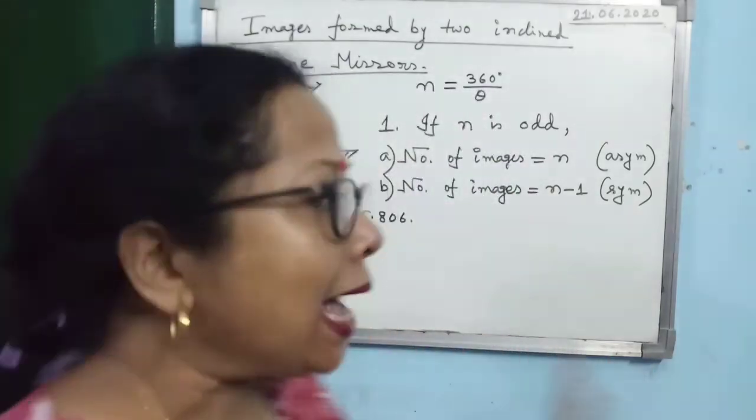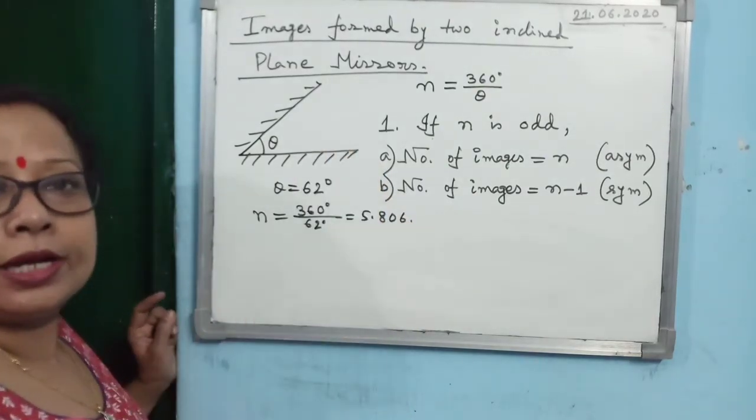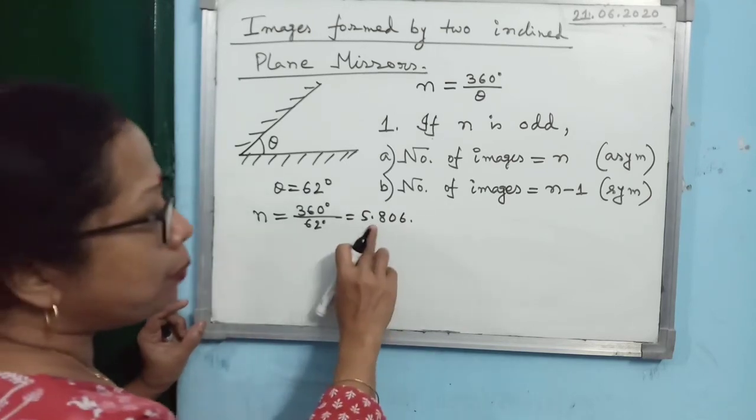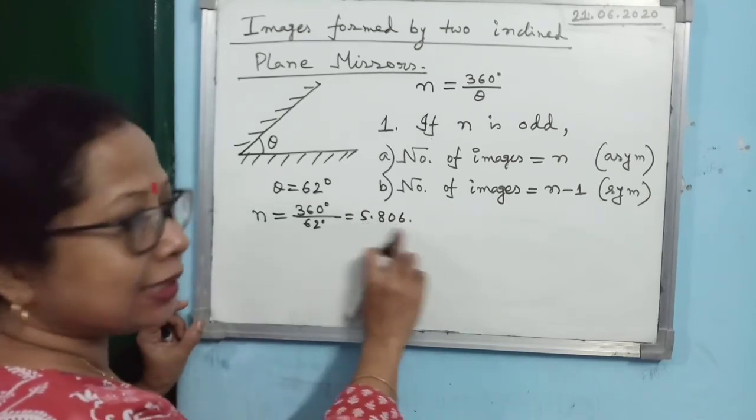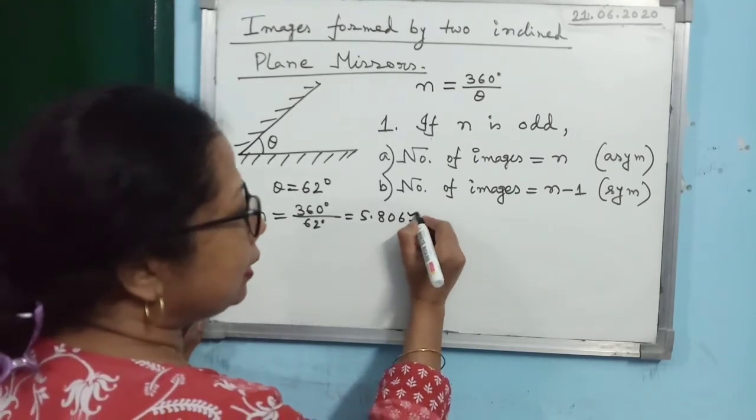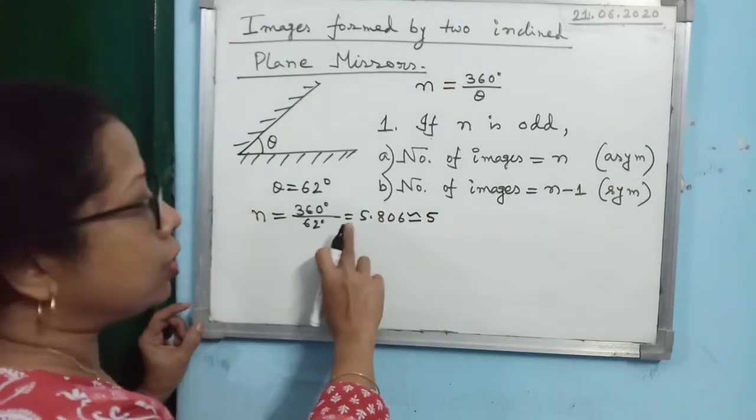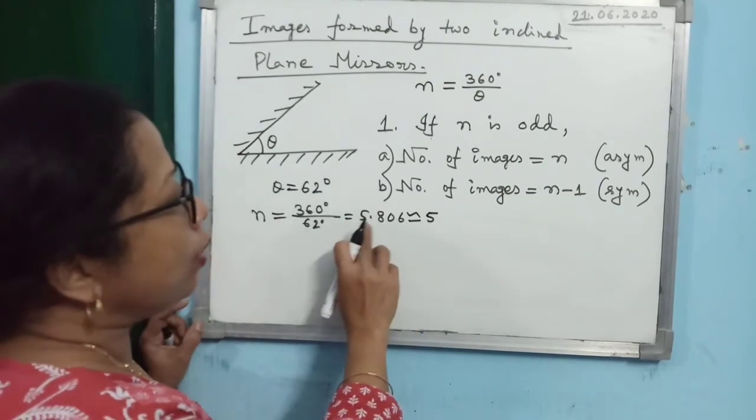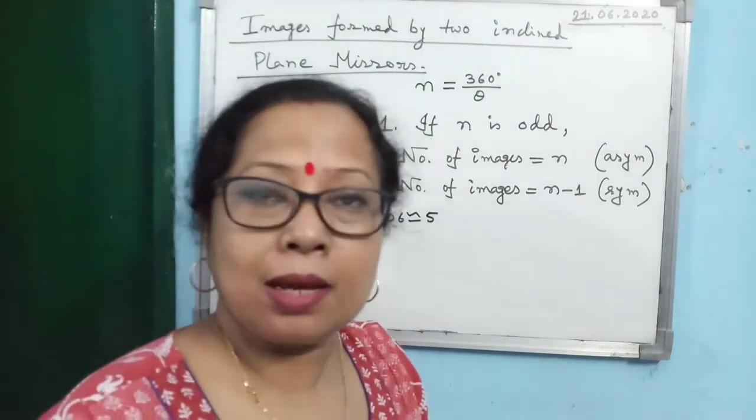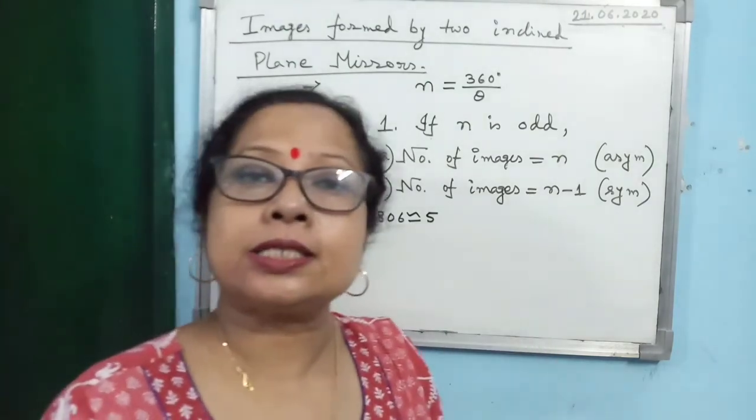Is that clear? So that's why when it comes to 5.806, never round it off. I am repeating, never round it off. Simply drop the digits after the decimal. It means when 5.806 comes, you should write it as 5. You should not round it off and should not write it as 6. Because when we get 5.806 this way, generally we round it off and write it as 6. But here, it should never be done.